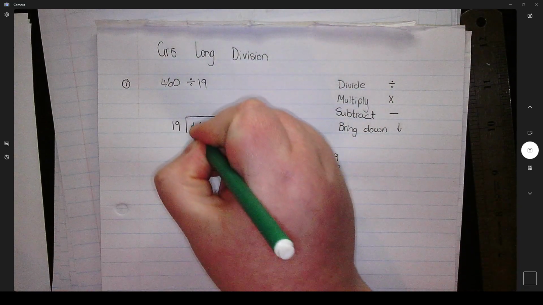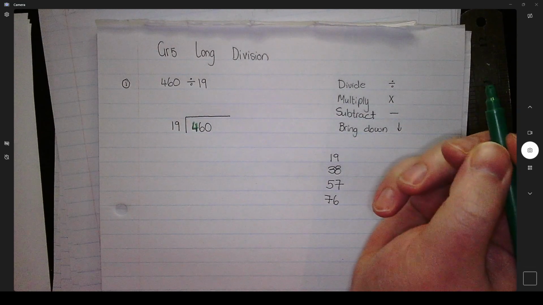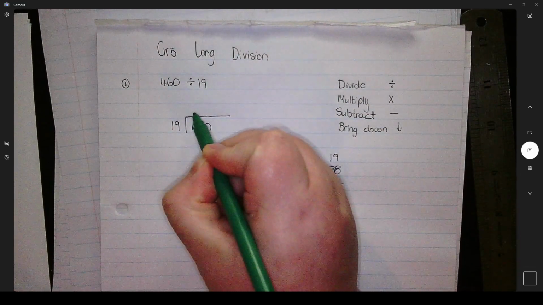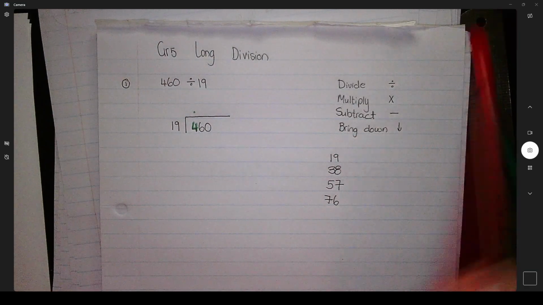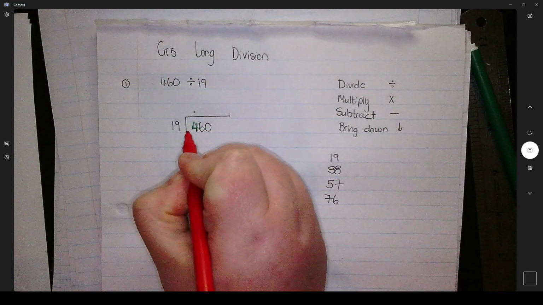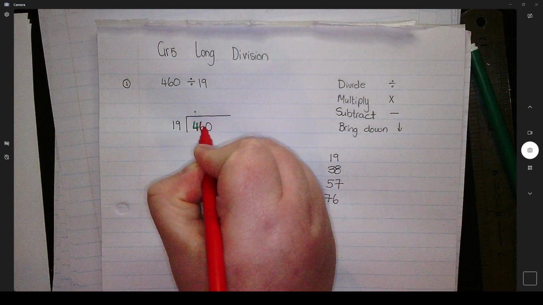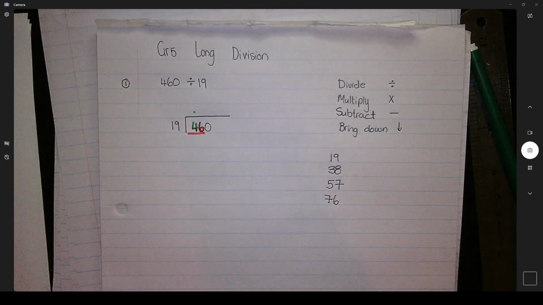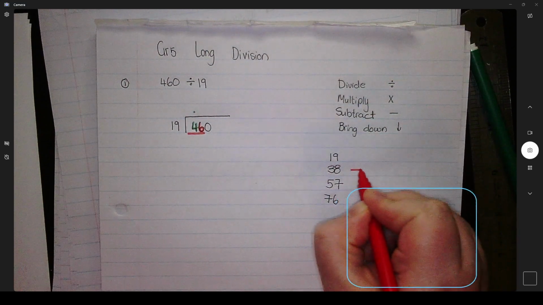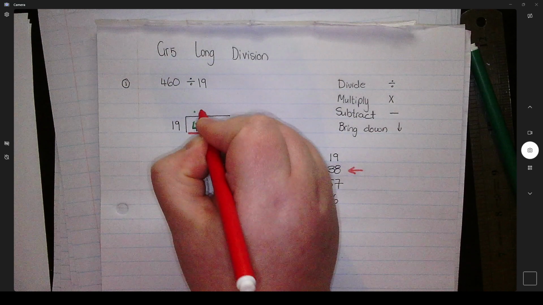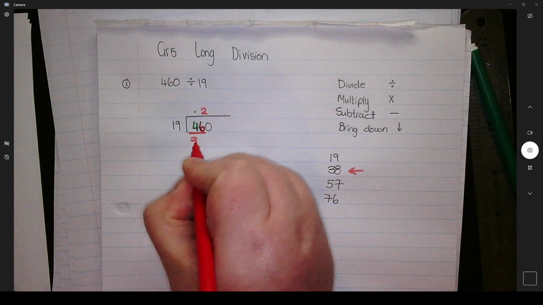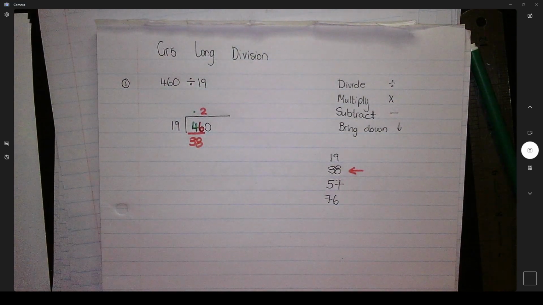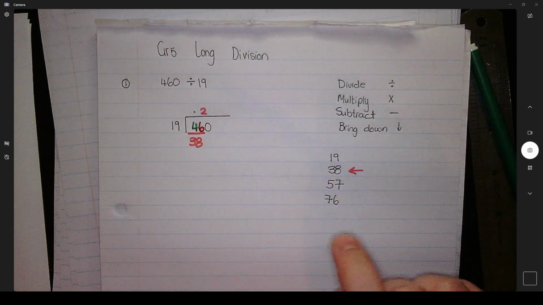So when I have a look into 4, 19 cannot divide into 4, so I make a dot. And then I look at the whole, then I move on to the next number, 6. So it's, sorry about that, 46. It goes in twice, so twice. 2 times 19 is 38. Okay, we just worked it out here.